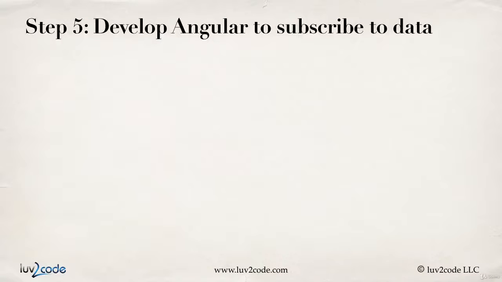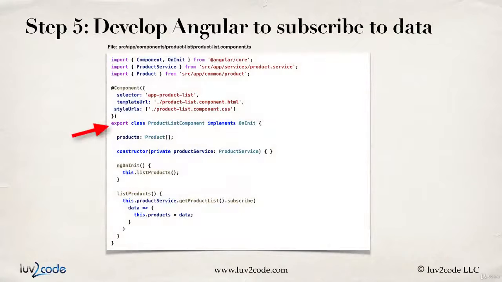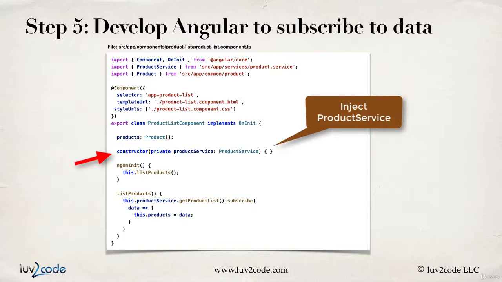Alrighty, so we're in step 5 of developing the Angular code to subscribe to data. So we have our class product list component. We have a field here for products, our product array. We have this constructor that also has a dependency on product service. So that is injected by making use of the private product service. This constructor allows us to inject that given component.